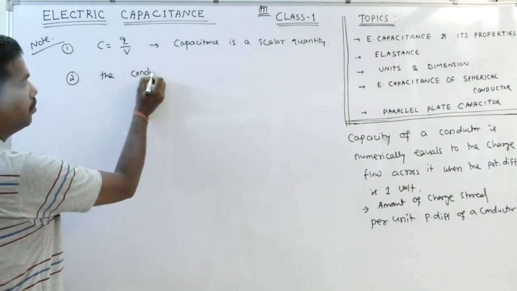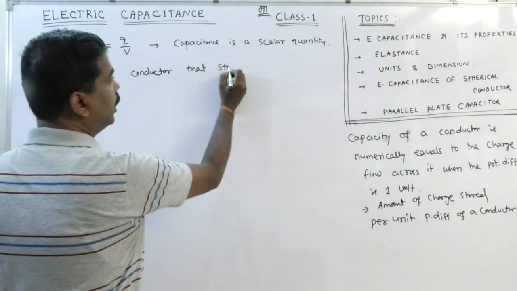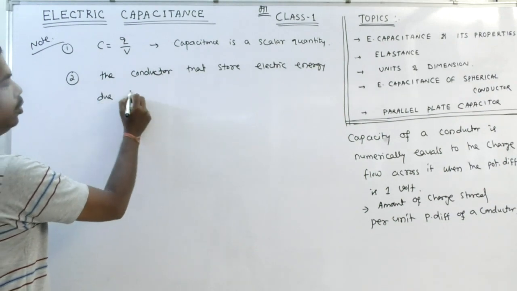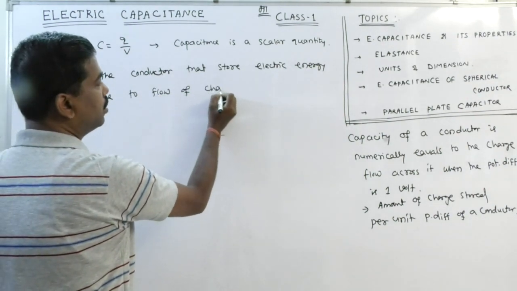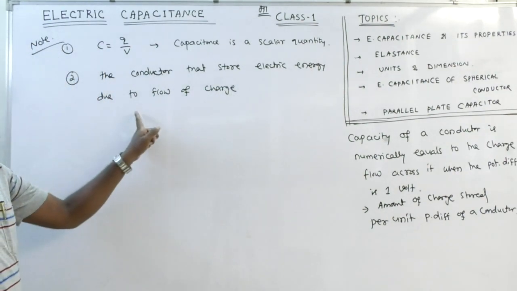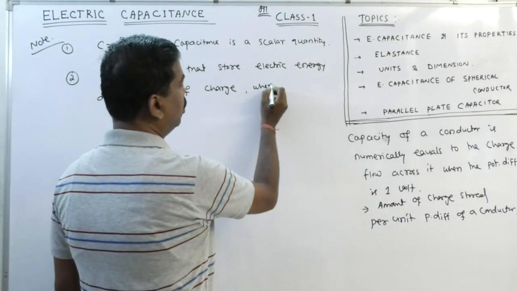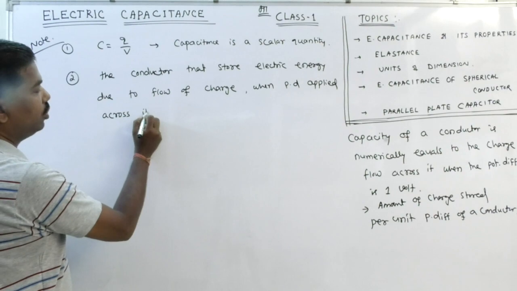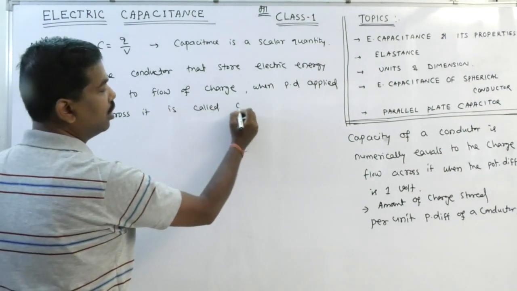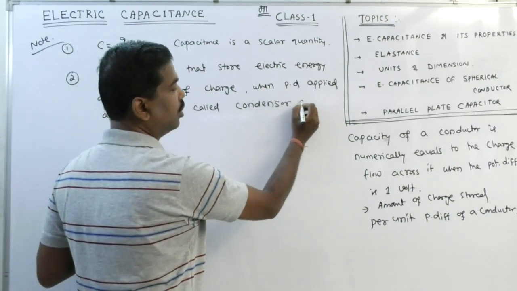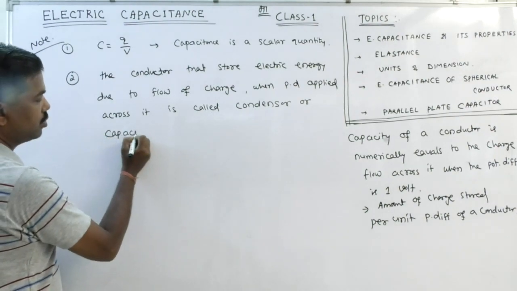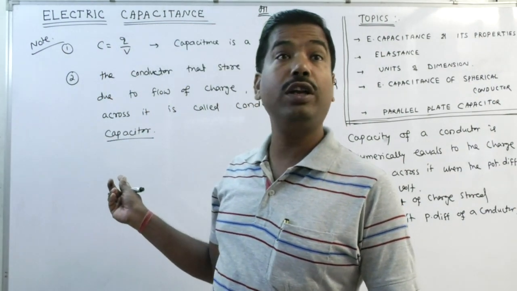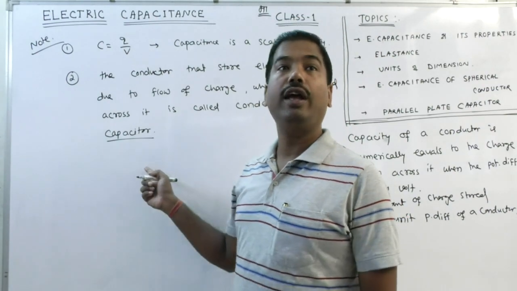The conductor that stores electric energy due to flow of charge when potential difference is applied across it is called a condenser or capacitor. It means the electric device that stores energy due to the flow of charge when potential difference is applied across it is called a capacitor. Clear?